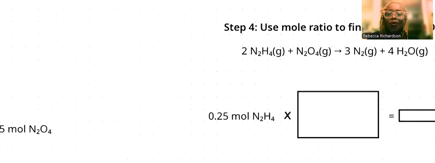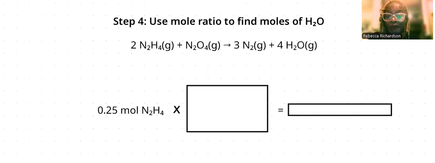So now what we can do is use the mole ratio from that balanced equation to find the moles of H2O. I'm interested in, okay, this is my limiting reagent, and I want to figure out how many moles of H2O will be produced. For every 2 moles of N2H4 that's consumed, we get 4 moles of H2O produced.